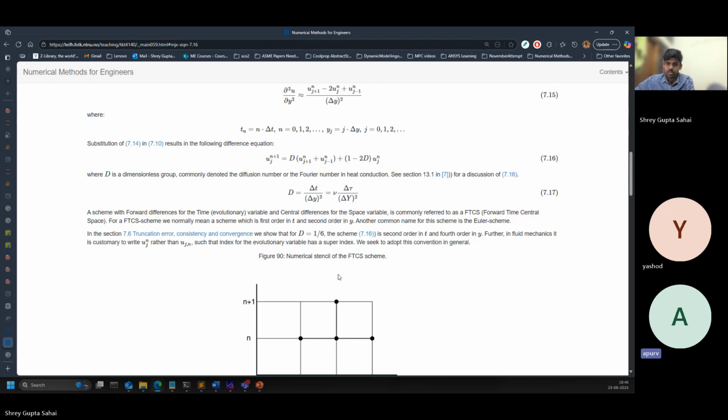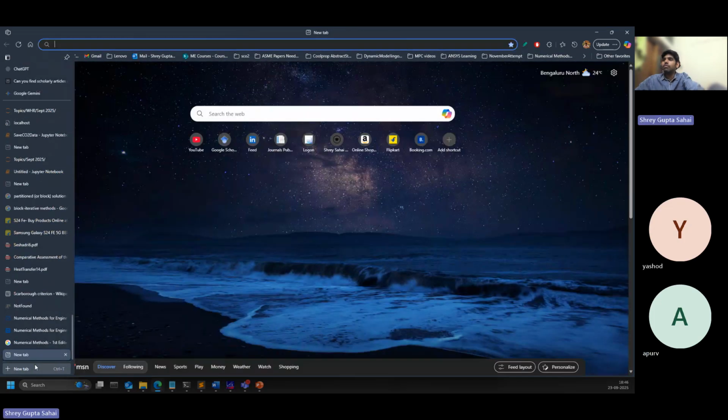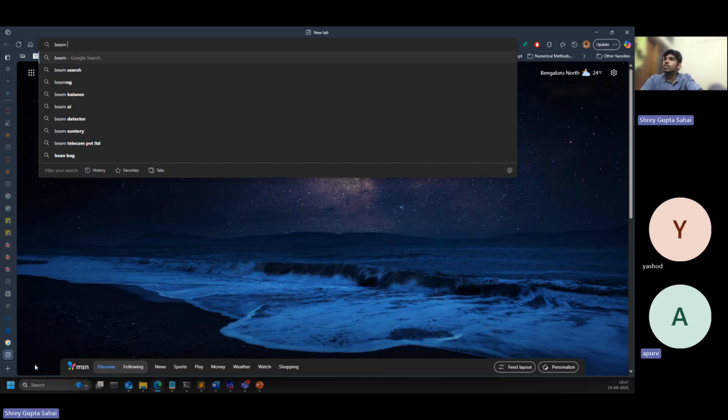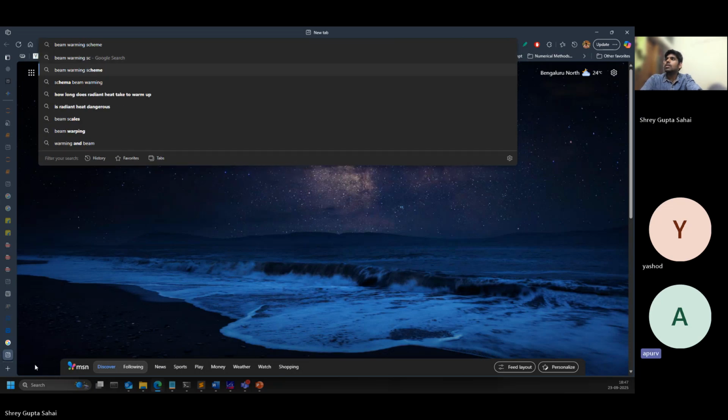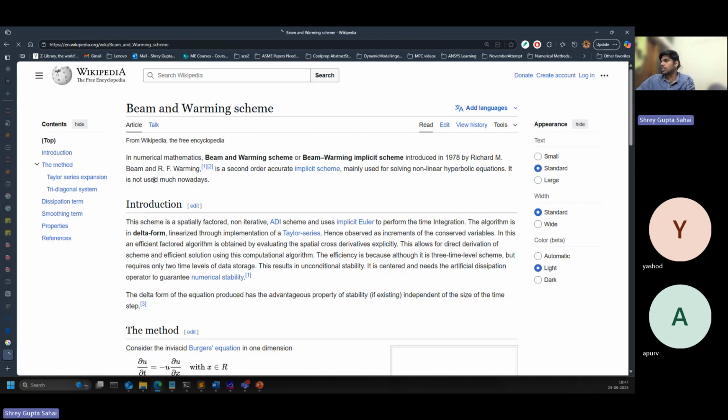It's the Richtmyer scheme, something like that. No, Beam-Warming. There's something called the Beam-Warming scheme. I've not heard of these things. Beam-Warming is there, then one is the Richtmyer scheme also. Okay, Beam and Warming.